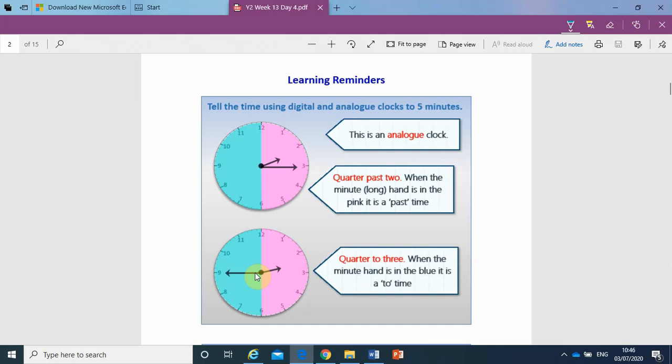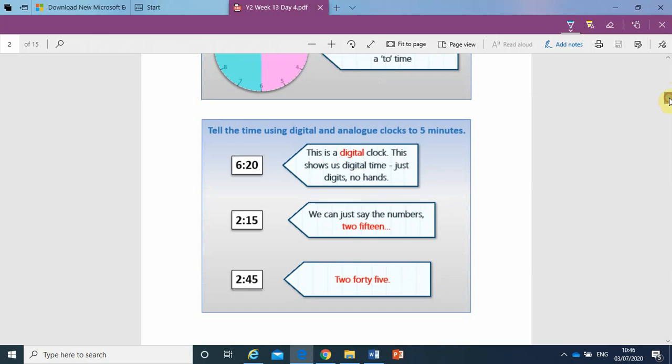This one is quarter to 3, because it's 15 minutes to the next hour, which is 3 o'clock. It's 2:45 when the minute hand is pointing at the 9. We could also write that as 2:45 because if I was to count round 5, 10, 15, 20, 25, 30, 35, 40, 45 minutes. It's gone past the 2, so it would be 2:45. The digital way is just the numbers, like I just said, 2:45 there.